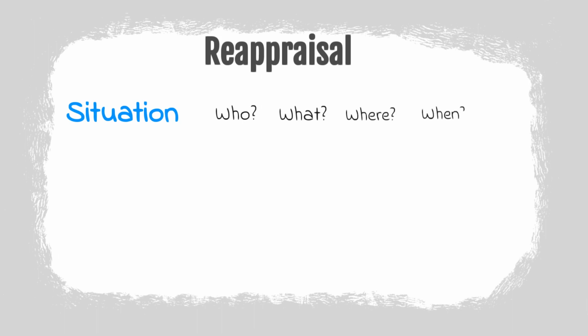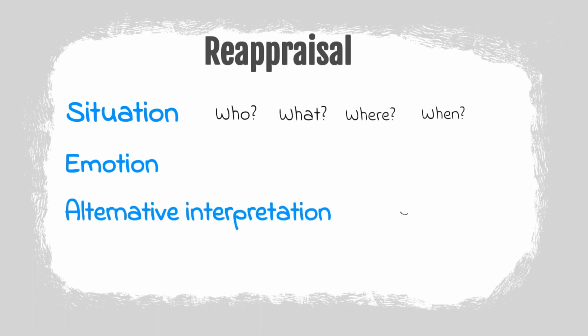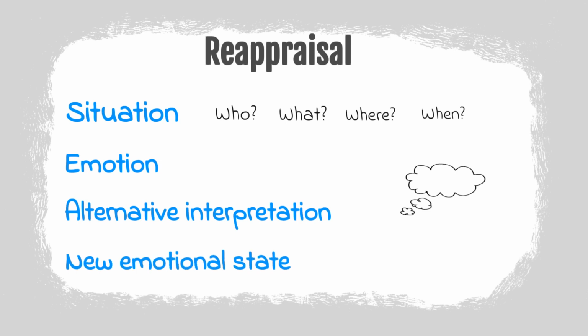We recommend that you practice this skill at home by first identifying the situation objectively. What are the facts? Who, what, where, and when? Second, identify your initial emotion. Third, try to come up with an alternative interpretation. And fourth, try to identify your new emotional state. Feel free to stop the video here if you wanted to first try this strategy before you learn about the other 2. And remember that you can download our workbook to practice this skill.